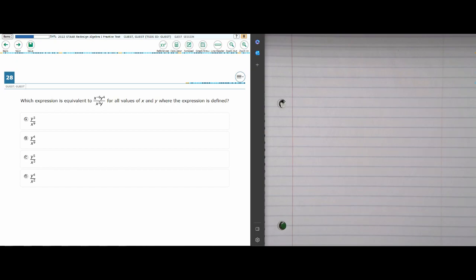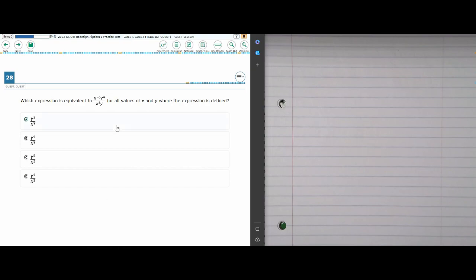Welcome back. In question number 28, it says which expression is equivalent to x to the negative 6 power times y to the 4th power divided by x to the 3rd power times y, for all x values and y where the expression is defined. Now, there's two different ways that we can do this. I'm first going to show you the correct way, the way that we learned in class.